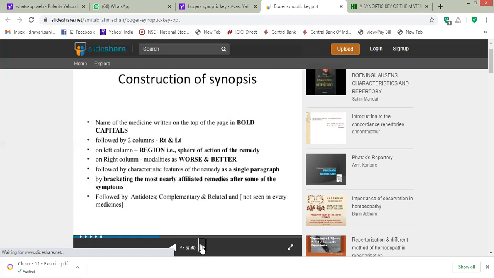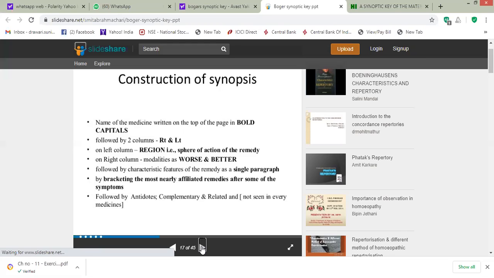Construction of the synopsis. The name of the medicine is written on the top of the page in bold capitals, followed by two columns, right and left, while arranging the symptoms under each remedy. On the left side, the sphere of action of that remedy is given, and on the right side, the modalities, that is aggravating and ameliorating factors, are given.